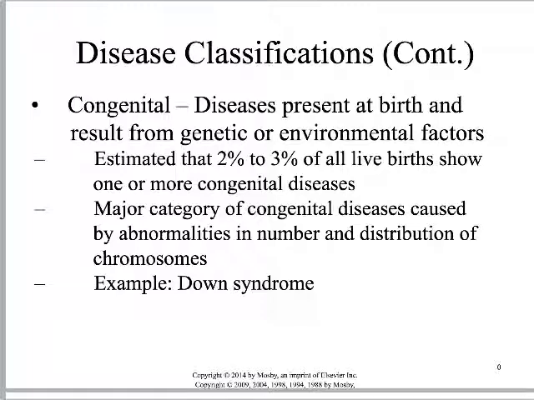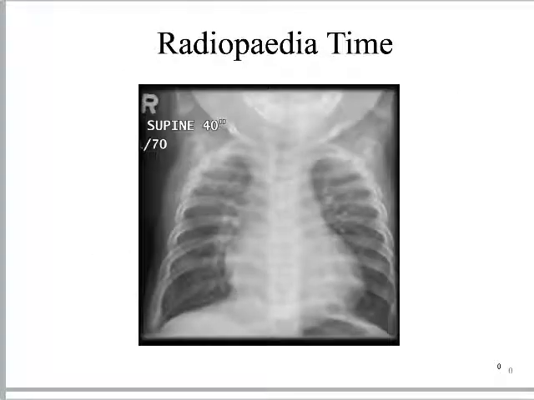And things like that. So it's estimated that about 2 to 3% of all live births show one or more congenital diseases. An example of this would be something like Down syndrome. Does cleft palate fall into this too? Yes, definitely. Are these the definitions in the book? Yes.